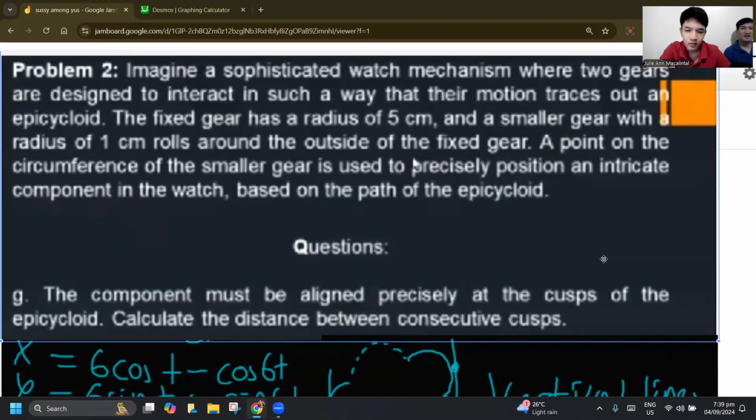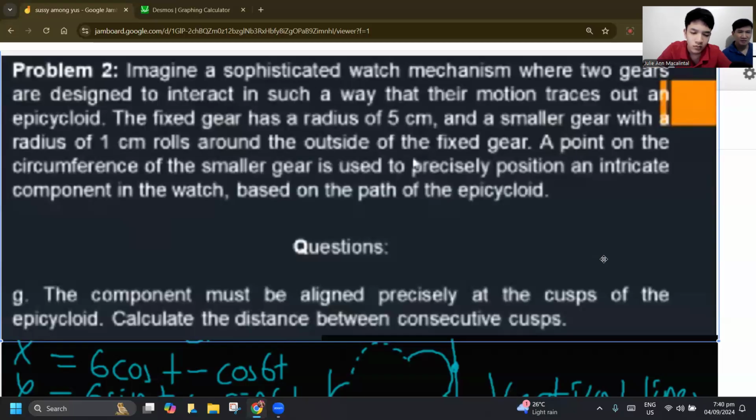Imagine a sophisticated watch mechanism where two gears are designed to interact in such a way that the motion traces out an epicycloid. The fixed gear has a radius of 5 centimeters and a smaller gear with a radius of 1 centimeter rolls around the outside of the fixed gear. A point on the circumference of the smaller gear is used to precisely position an intricate component in the watch based on the path of the epicycloid.